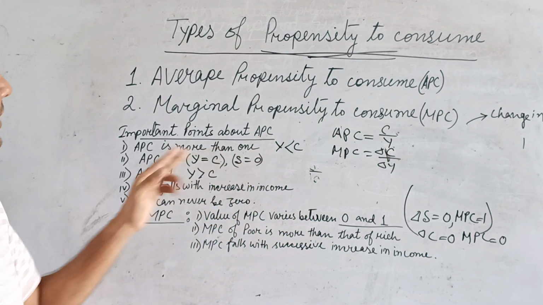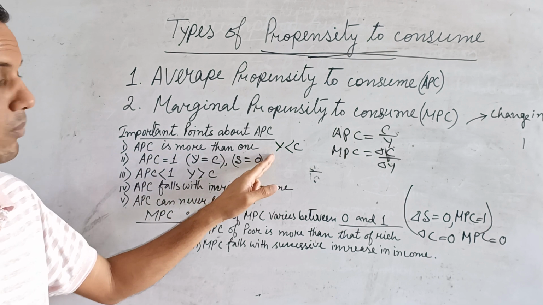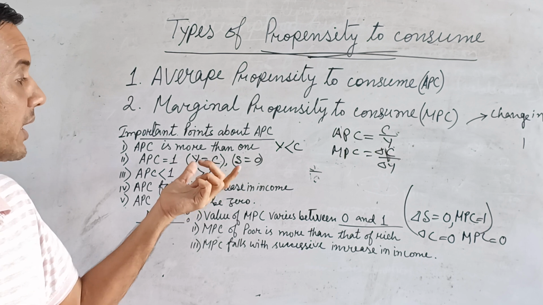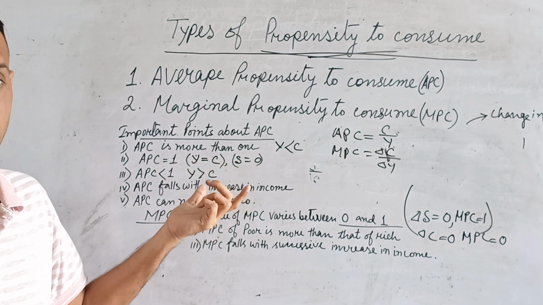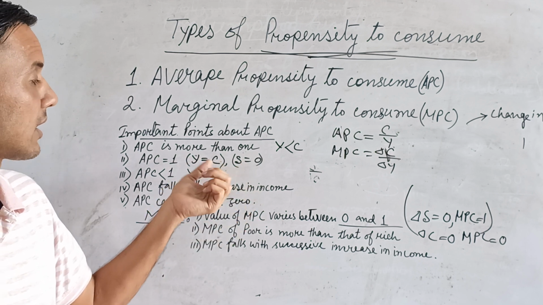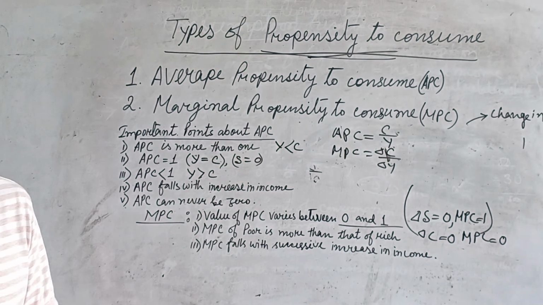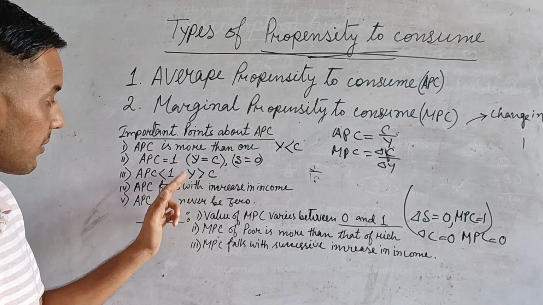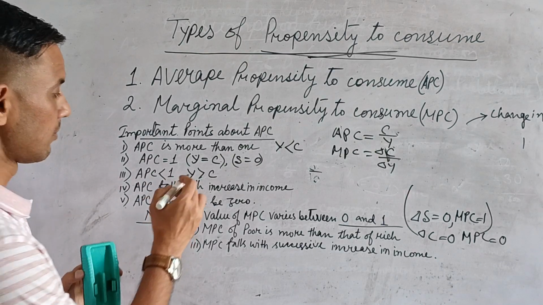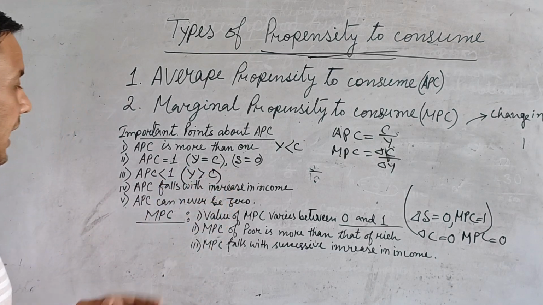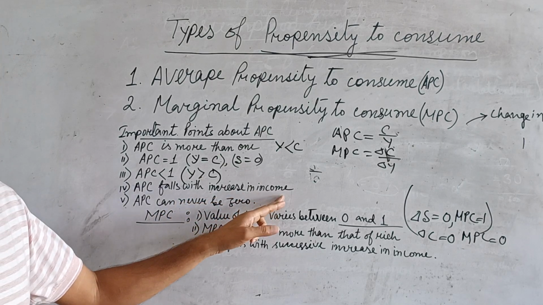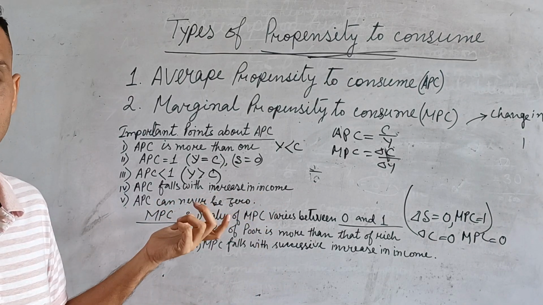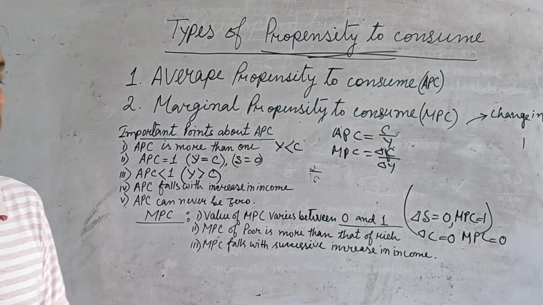Then the important points: APC is more than 1 when income is less than consumption. APC is equal to 1, very important, at the break-even point, where income is equal to consumption or savings is equal to 0. Then APC is less than 1 when income is more than consumption. APC falls with an increase in income. APC can never be 0. It means you have autonomous consumption or dis-savings.